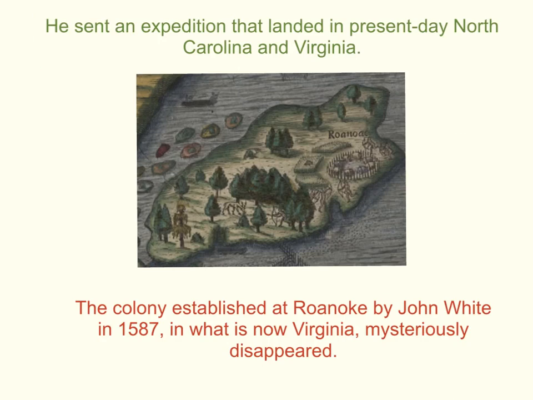When White finally is able to leave England and come back to Roanoke, he discovers that the colony disappeared. No one was left. The only clue that he had of the fate of the colonists rested on a tree with this name on it. I'll write it over here.